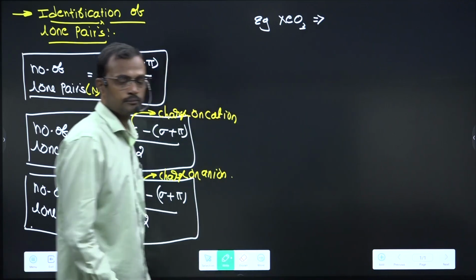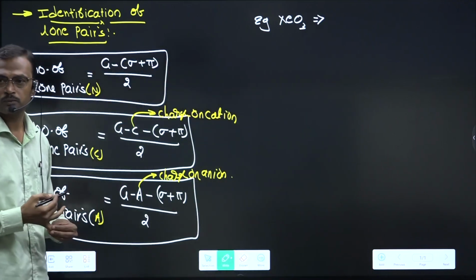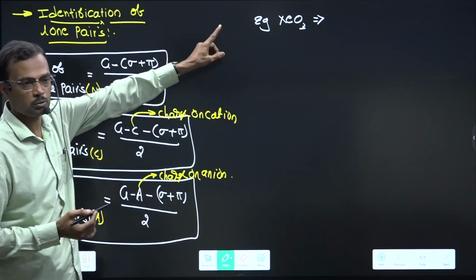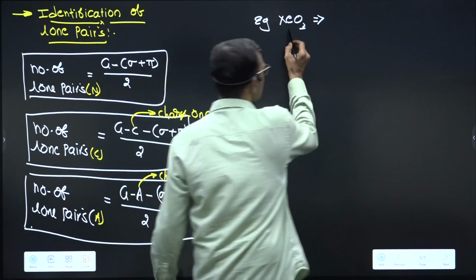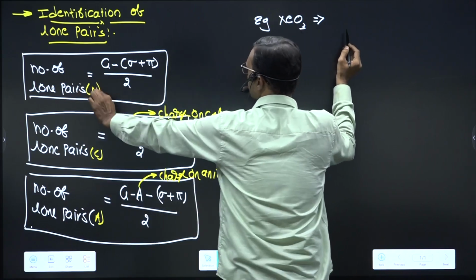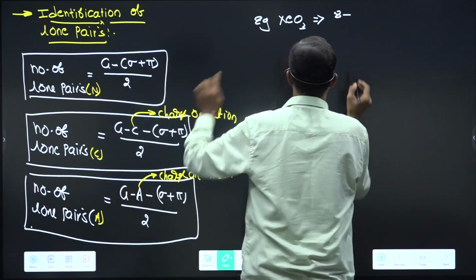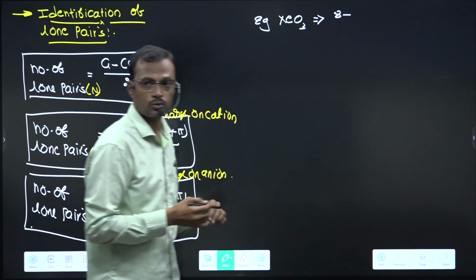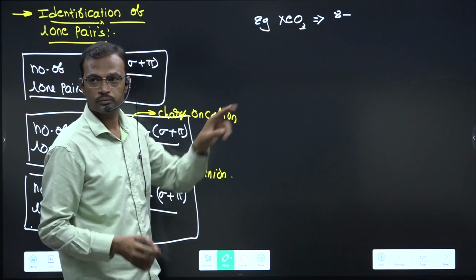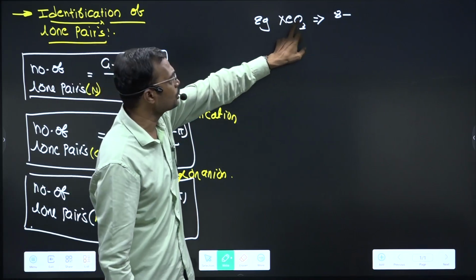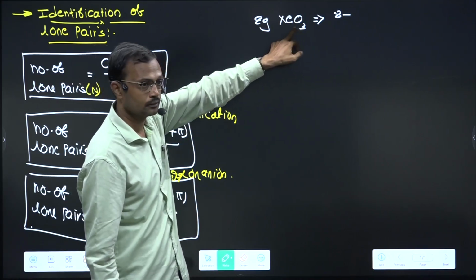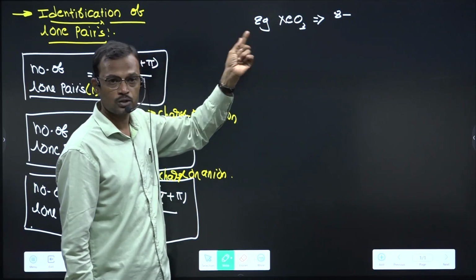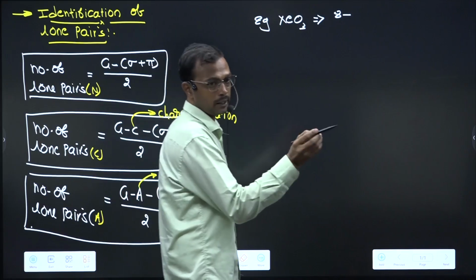Xenon trioxide. Neutral or charged? Neutral. See, there is no charge present on xenon trioxide, so it becomes neutral. Now xenon belongs to which group? It is a neutral molecule. So this is group 8. How many sigma bonds? Every oxygen is surrounded around xenon with a double bond. There are 2 bonds between xenon and oxygen. Every oxygen forms a double bond with xenon.